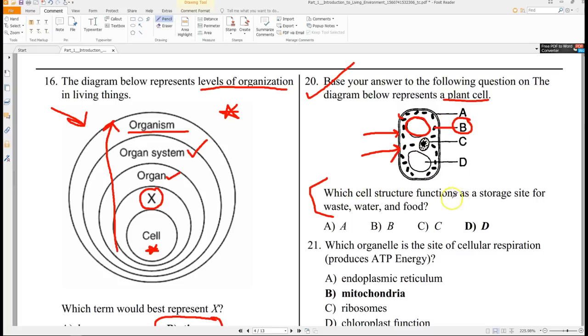Which cell structure functions as a storage site for water, waste, and food? D, the vacuole. These large vacuoles contain water, waste, and food. It's like a reserve. That's what a vacuole is. Vacuole stores waste, water, and food.